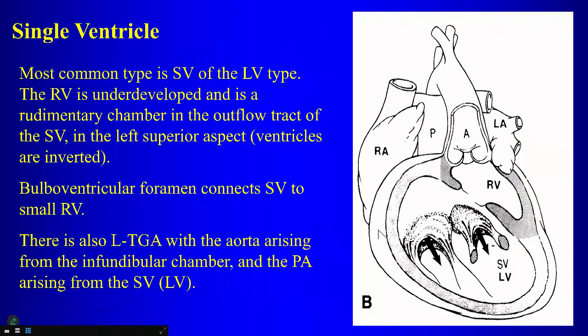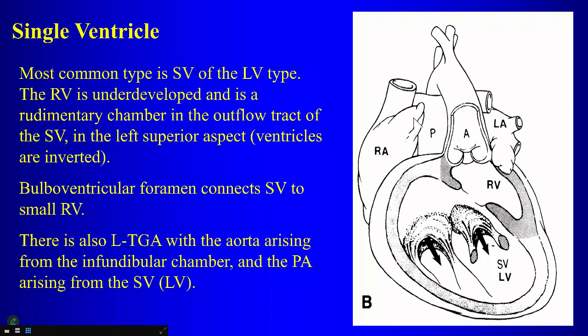So single ventricle. Most cases of single ventricle, the most common form is single ventricle of the left ventricular type. What does that mean? That this single ventricle resembles a morphologic left ventricle. So that is a morphologic left ventricle. Right? What happened to the right ventricle? It's there, but it's very small. And notice the communication here between the left ventricle and the right ventricle is this rudimentary chamber in the outflow tract, right? This is called the bulboventricular foramen. That's the communication here. And this rudimentary small right ventricle connects to the aorta.